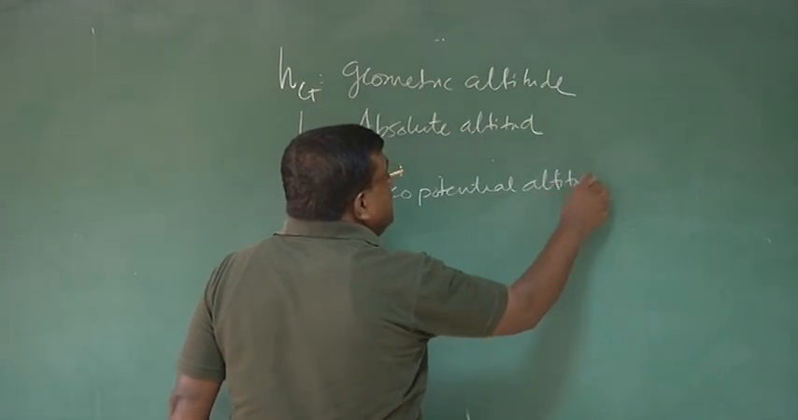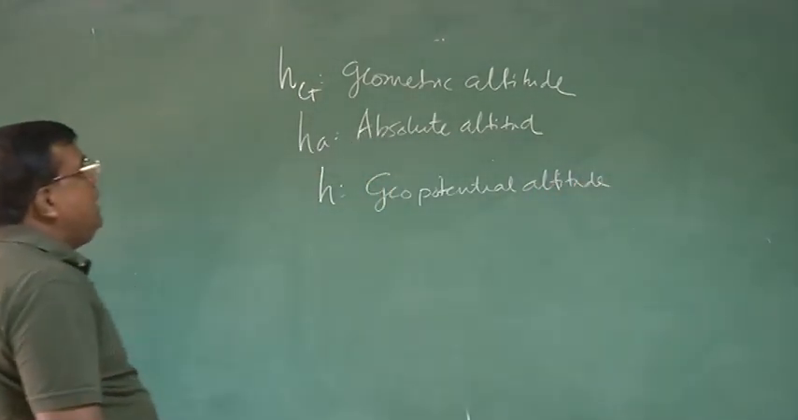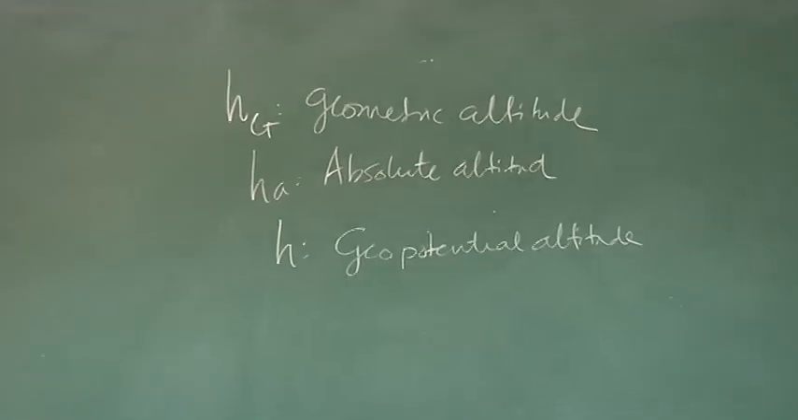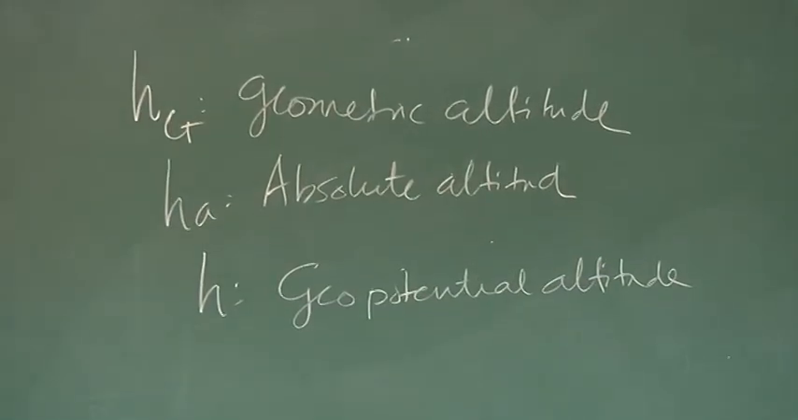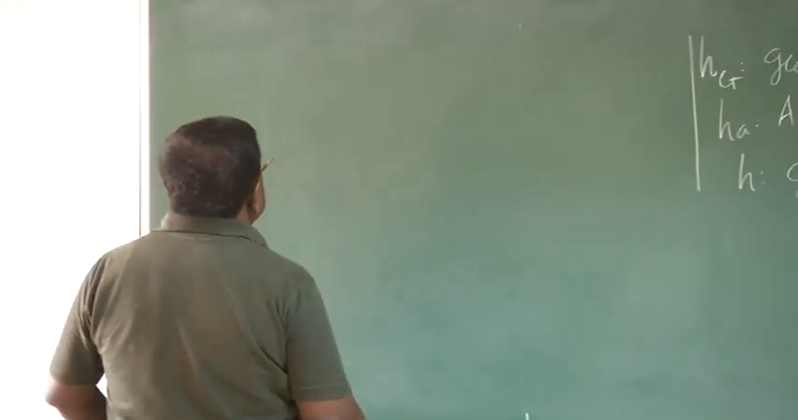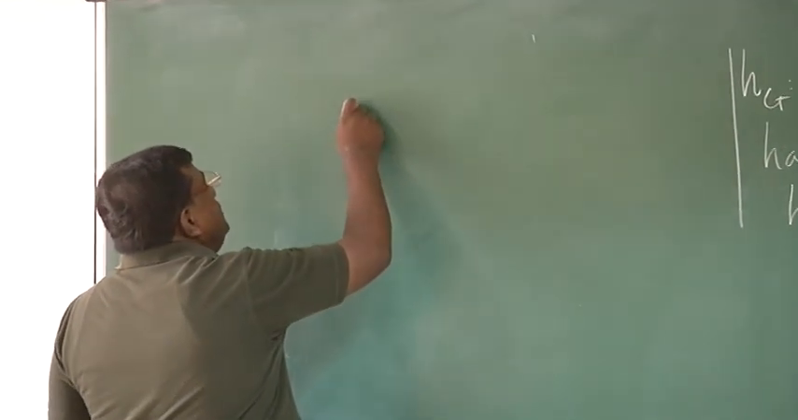And we have seen that Hg and H are not much different if height is within 60 kilometers, because even at 65 kilometers, the error we commit is around 1%. So these three types of altitudes are used in defining the atmospheric description. Okay. There are other important altitudes you will find which we need to know.